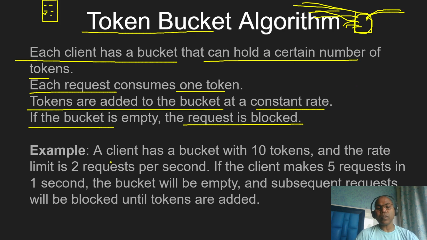For example, a client has a bucket with 10 tokens. Let's say we have one bucket and the client has 10 tokens, so we can allow 10 tokens. And the rate limit is 2 requests per second.